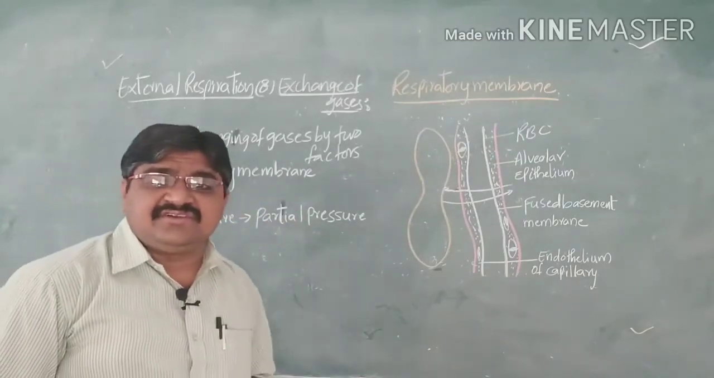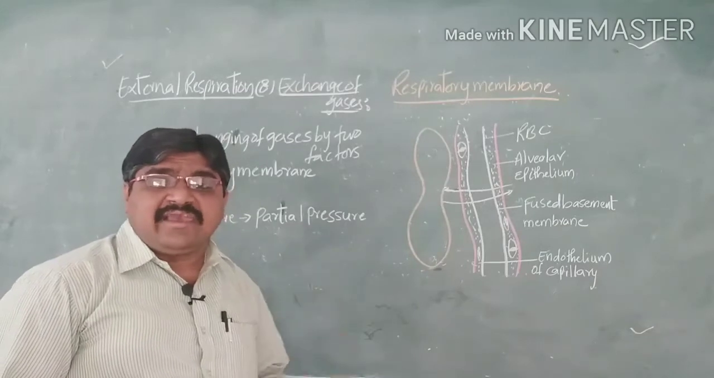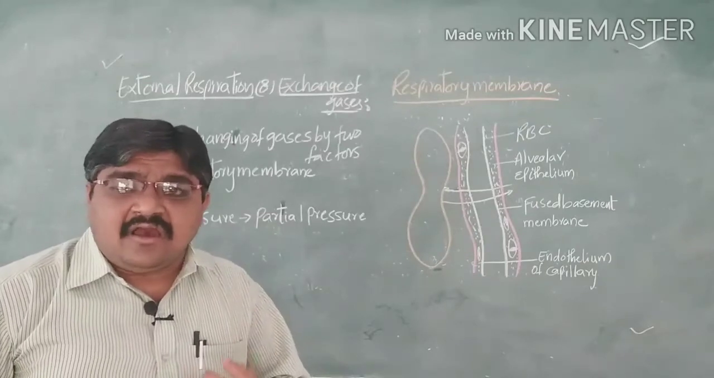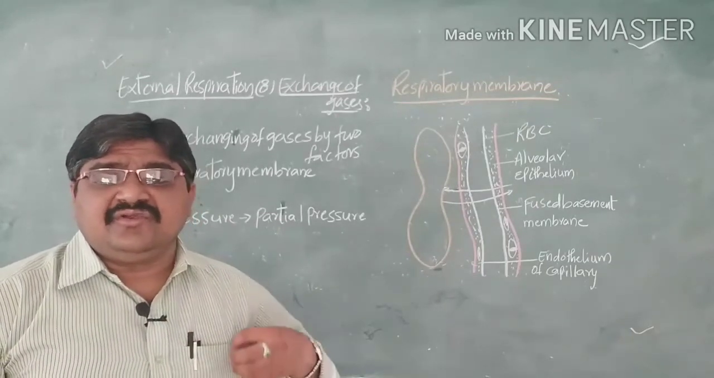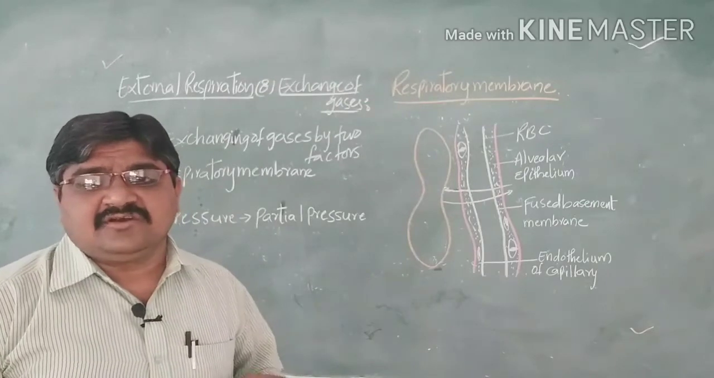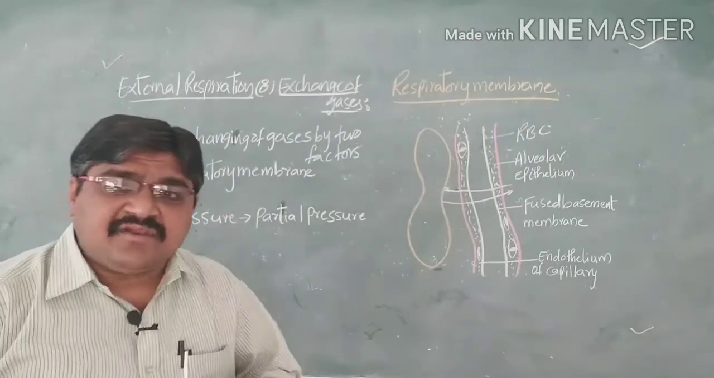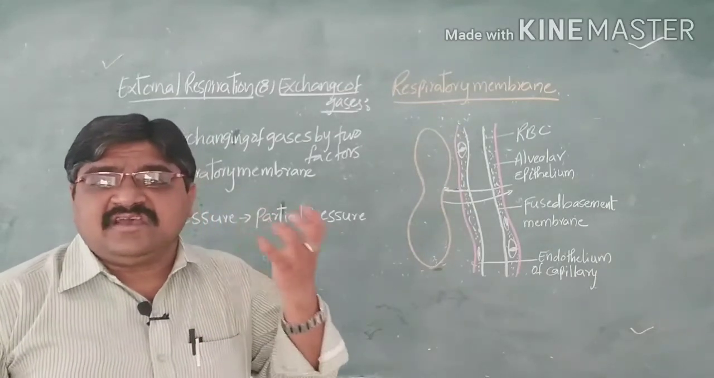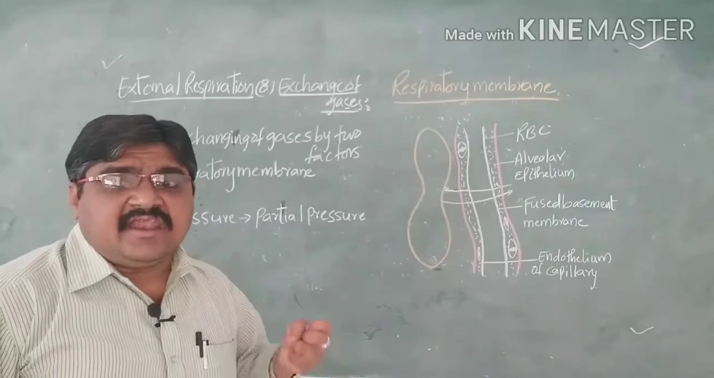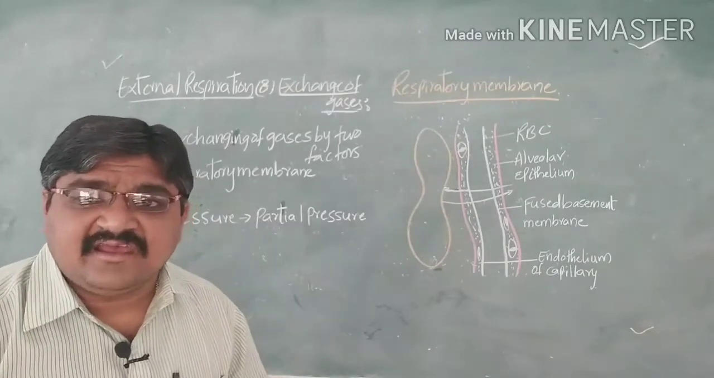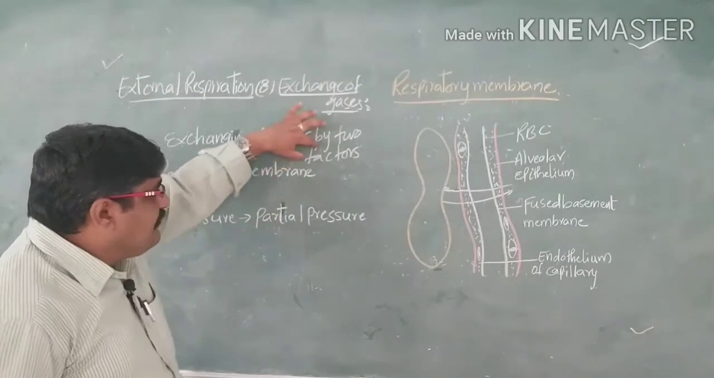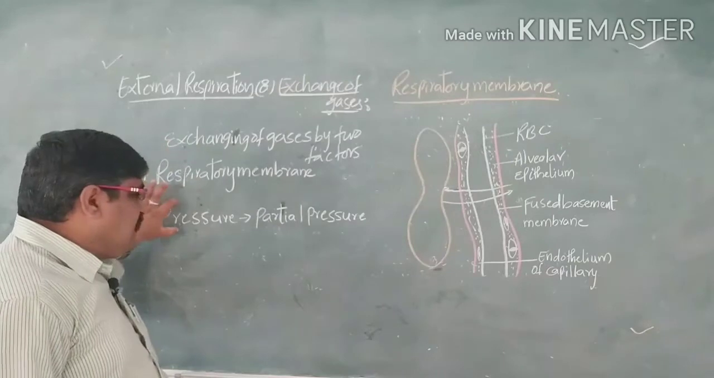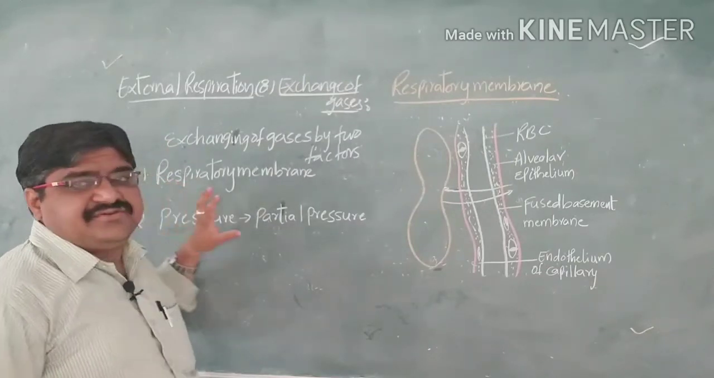Due to the partial pressures, the exchange of gases takes place inside the body. The oxygen passes to the different cells. From the different cells, carbon dioxide is eliminated, and through the lungs it is eliminated outside the body. So the exchange of gases takes place mainly by two factors: the respiratory membrane and the partial pressures.